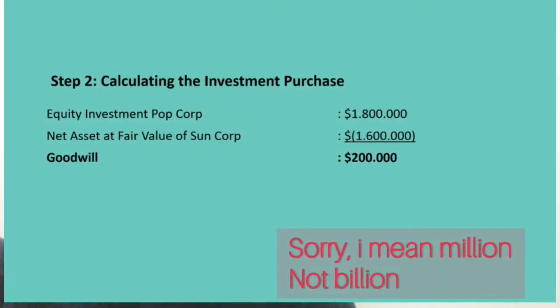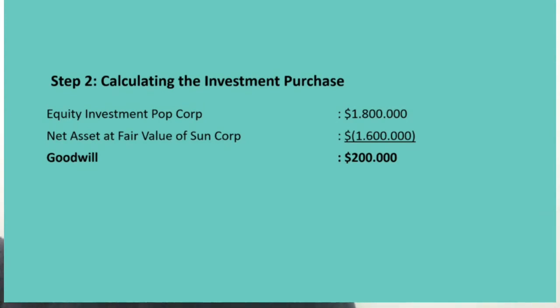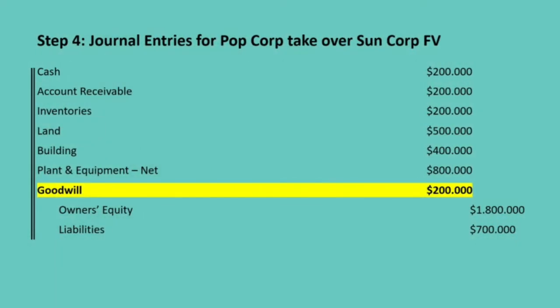And the third step is we are going to calculate the investment purchase, where the equity investment for Pop Corp is 1,800,000 and the net asset at fair value of Sun Corp is 1,600,000. So we get the difference, which is goodwill of 200,000 in debit, but if the difference is credit, we are going to make the journal entry for gain on bargain purchase.